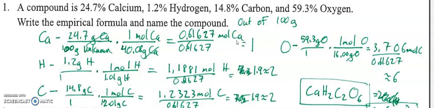To start out with, that's all you need to find for each one of your elements. You don't need to go through and do the divide part yet because you don't know what to divide by yet. Once you do that for calcium, you're going to do the same thing for all your other elements.